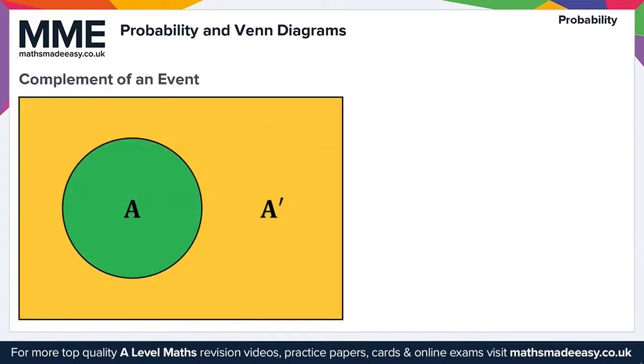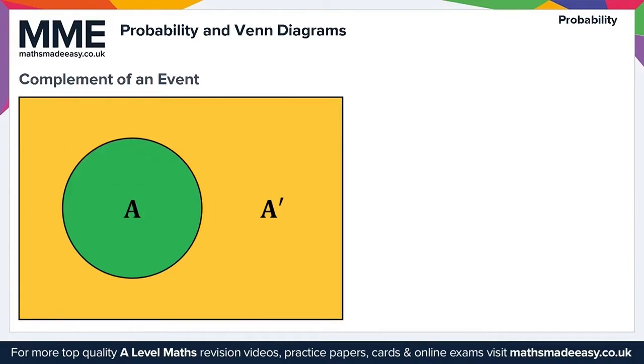Moving on now, take a look at the complement of an event. The complement of an event is the event that it doesn't happen. For example, if A is rolls 3 or 4, then the complement of A, written A with a little dash, is not a roll of 3 or 4, i.e. rolls 1, 2, 5 or 6.